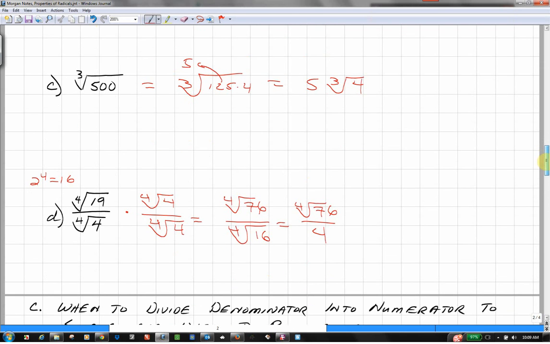Actually, there was a mistake in this last one. The fourth root of 16 is 2, not 4, so let's change that. Okay, let's go to the next topic.